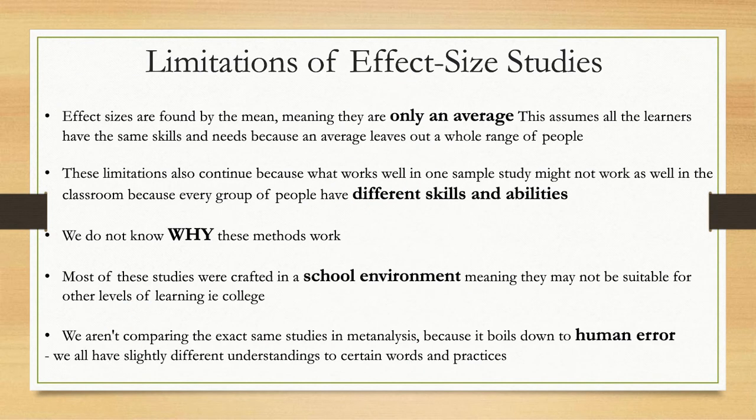So other effect sizes are limits of effect sizes. Effect sizes are found by mean, meaning they are only an average. This assumes that all learners have the same skills and needs because an average leaves out a whole range of people. These limitations also continue because what works well in one sample study might not work as well in the classroom, because every group of people have different skills and abilities. We also do not know why these methods work, and it is very important to understand why something works, because if we don't understand why something works, how do we know it works?